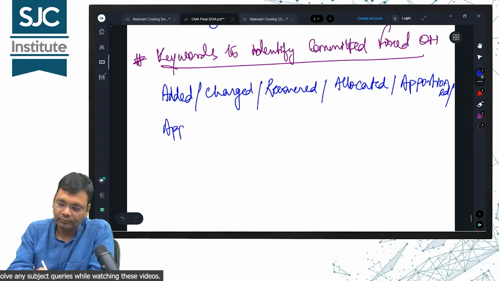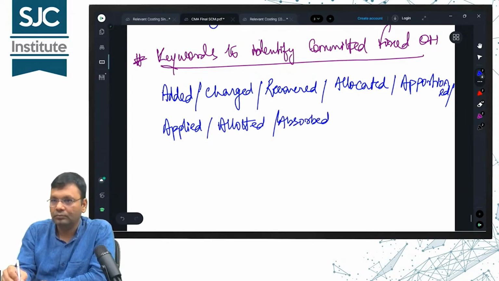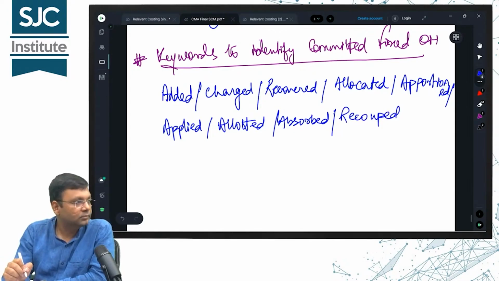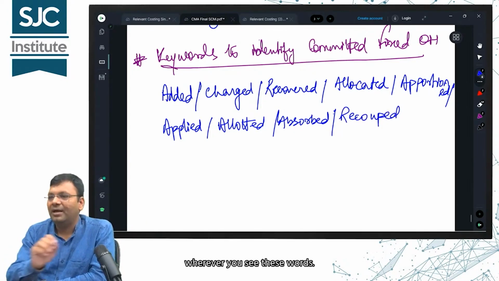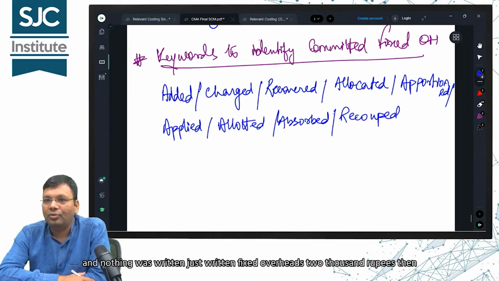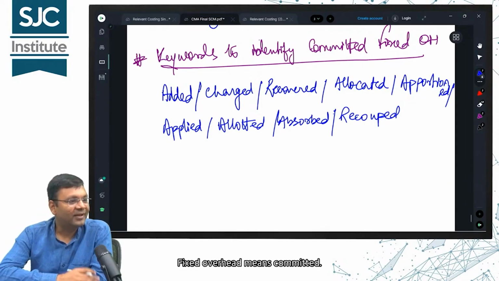Applied. Allocated. Absorbed. Recouped. Wherever you see these words, understand that this fixed overhead is committed. And if nothing was written, just fixed overheads 2000 rupees, then what does your soul say? So what would you do then? Committed. Fixed overhead means committed.